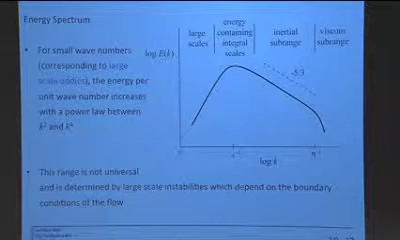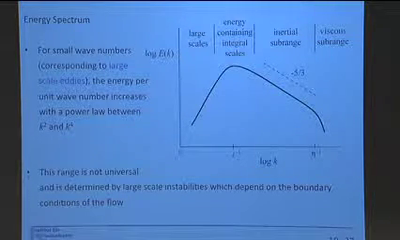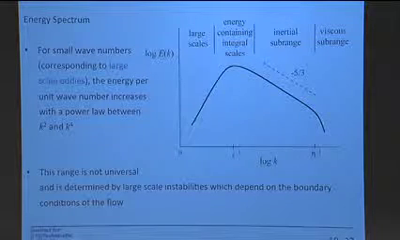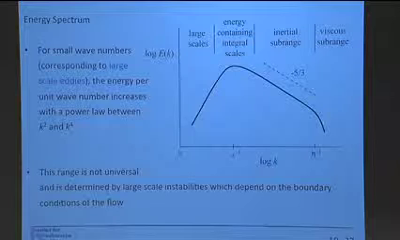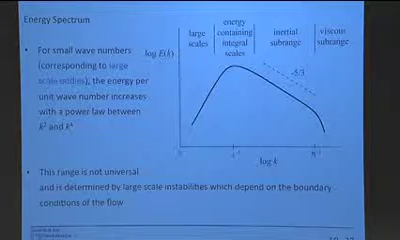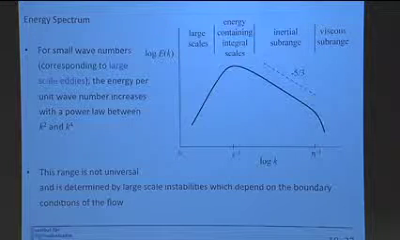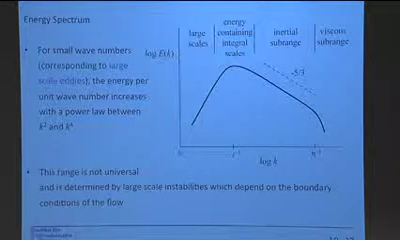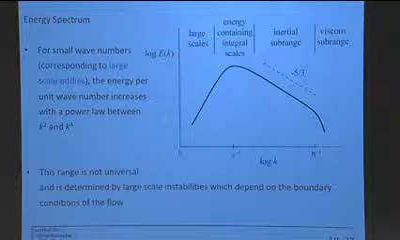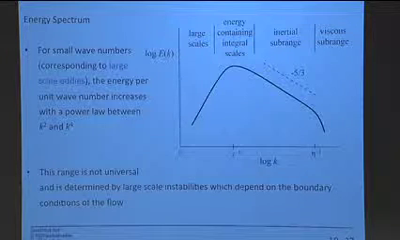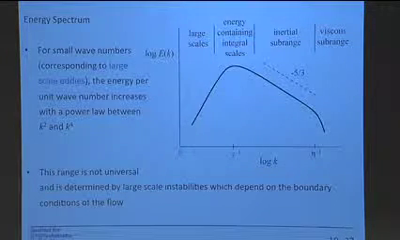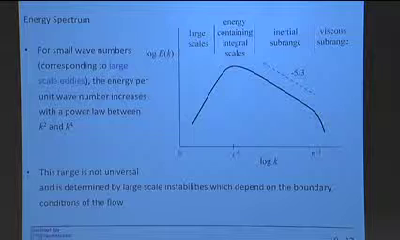But then what the Kolmogorov theory says is there is a regime of eddies, a range of scales that is much smaller than the large scales of the turbulence, but much larger than the small scales of the turbulence. In that regime, the production of turbulence is not important, and also the dissipation of turbulence is not important. All that's important is just a transfer of energy from large to small scales.